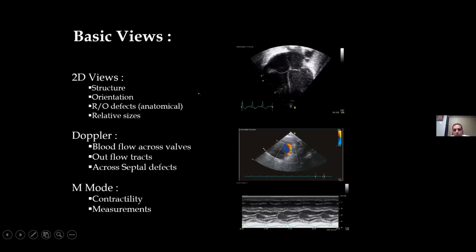And if there are hypoplastic chambers, you get to see that. So you see the relative size of the various chambers. So this is how the 2D views will help. You put on the color Doppler, you look for the blood flow across the valves and across the flow tracts, mainly the left ventricular outflow tract, that is aorta, and the right ventricular outflow tract, that is pulmonary artery. If you have any defect in the interventricular septum or interatrial septum, like VSD or ASD, you will see the blood flowing across that. And then you have M mode. M mode is to calculate the contractility and basically the measurements of the various parts of the heart. We will talk about that.